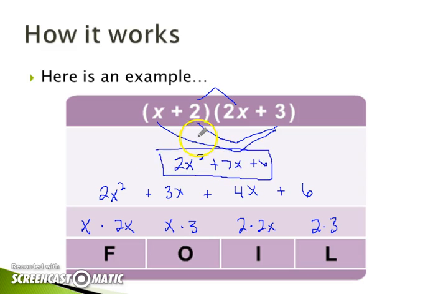So it's just a helpful way to know that I'm multiplying the first times the first term, the two outside terms, the two inside terms, and then the two last terms, and then combining any that can be combined together.